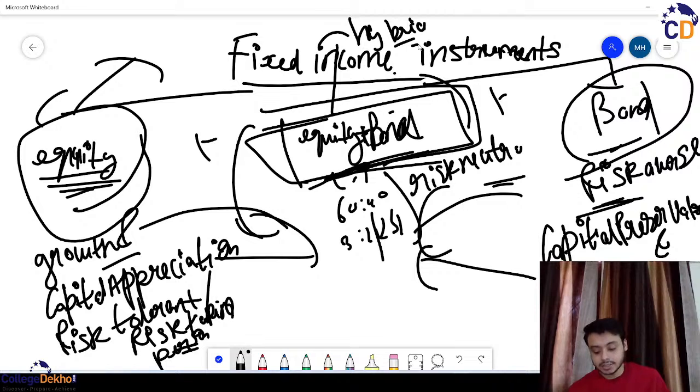Investing both into equities and bonds, that we call a hybrid category. A classic hybrid category.